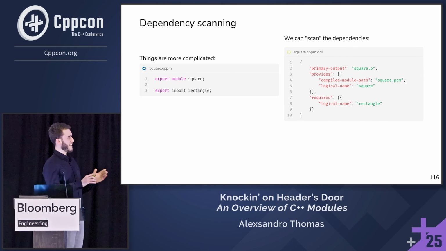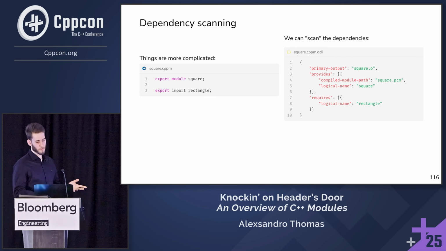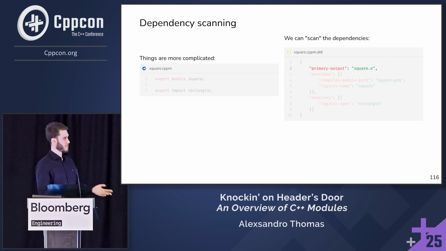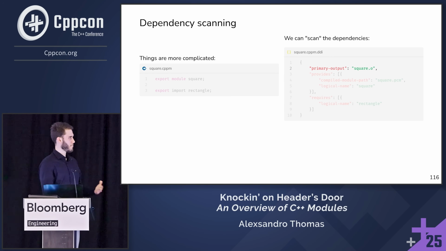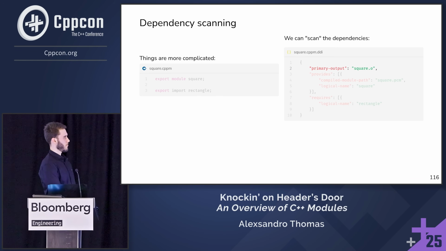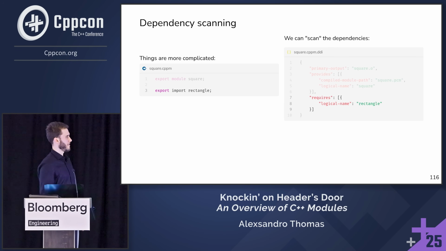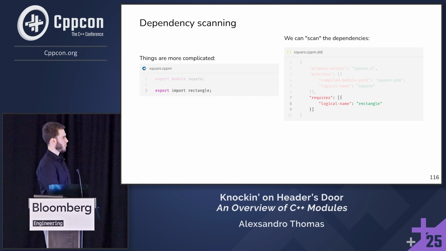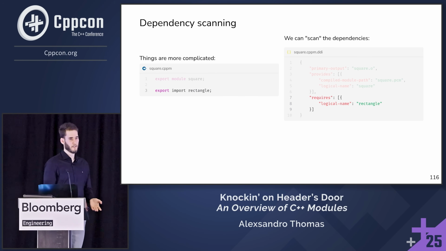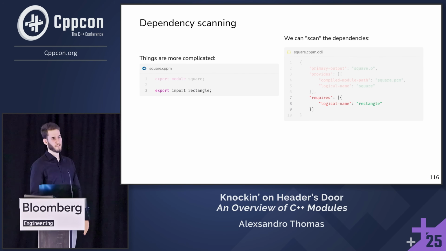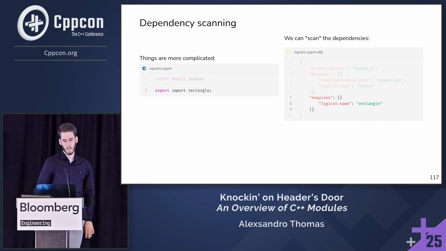So now we have to scan the dependencies, and the compilers provide a tool to do that. When it's scanning this file, it can tell you the primary output of this file will be square.o. It will provide this logical component named square, and then it depends on this logical name component called rectangle. And then your build system can utilize this information to search for what is needed.